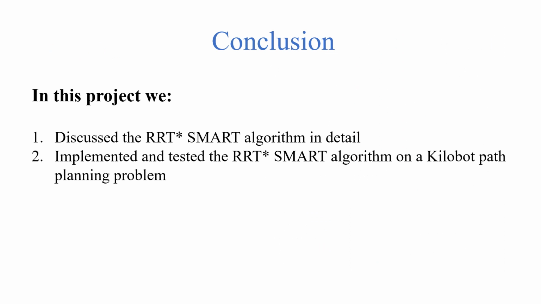Now, as a conclusion, in this project, we discussed the RRT-Smart algorithm in detail. We discussed the two main steps, mainly the intelligent sampling and the path optimization. Then we implemented and tested the RRT-Smart algorithm on the kilobot path planning problem, and we found that it actually achieved an optimal or near optimal path quality.